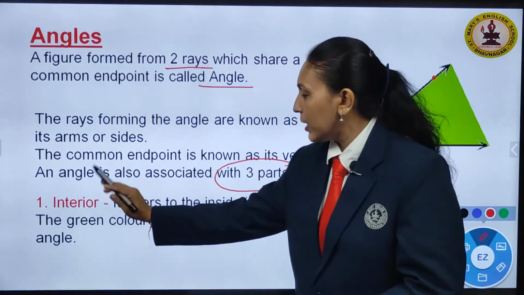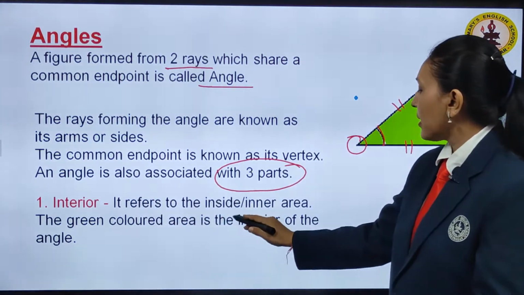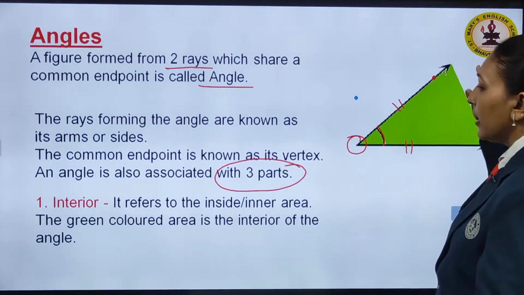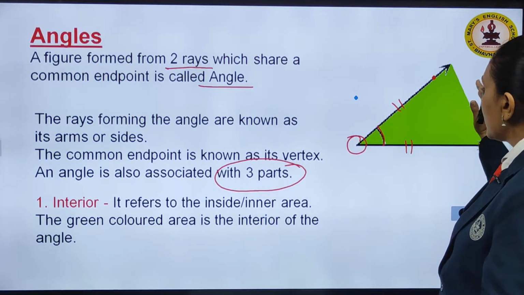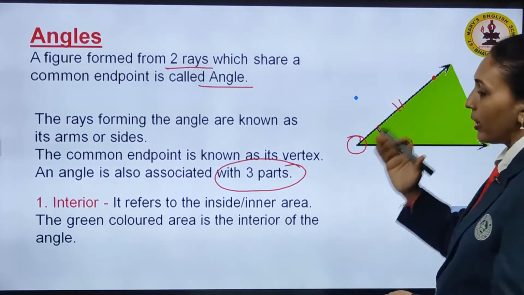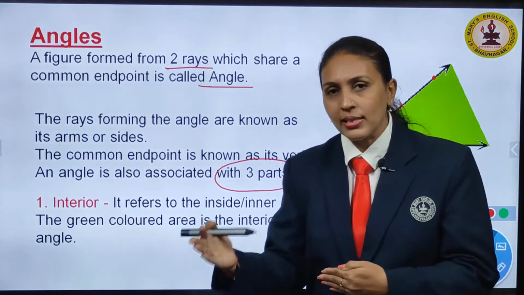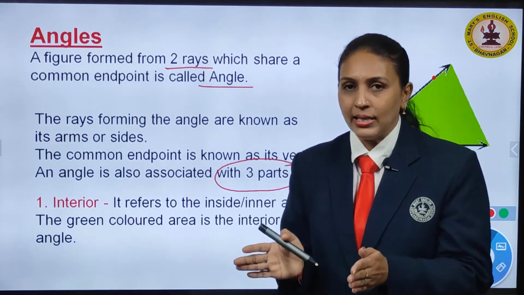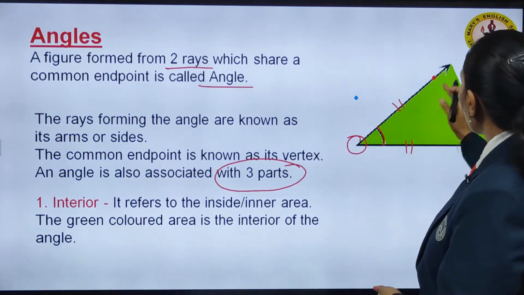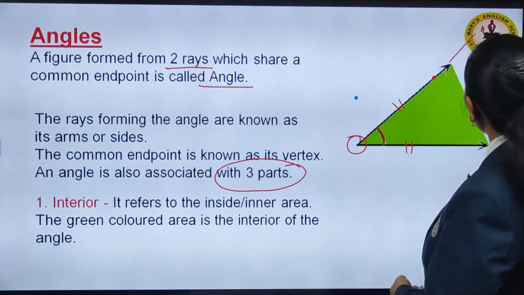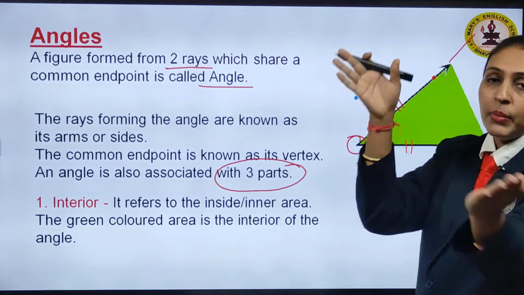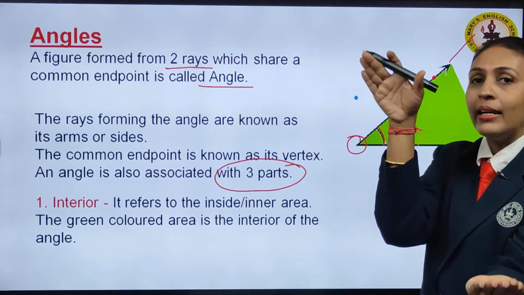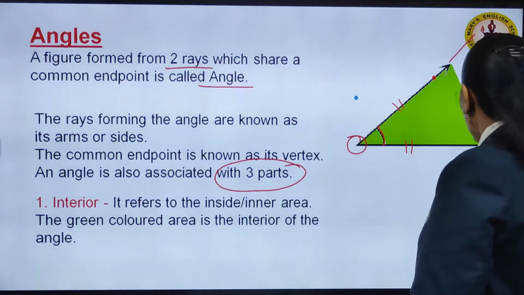Now let us learn what is interior first. It refers to the inside or the inner area. Now you can see this green shaded part, children. This is the interior of the given angle. So whatever comes inside, we call it the interior. You will have a few exercises based on that, what is in the interior, what is in the exterior. So for that you need to understand this, right? The green shaded portion will extend on both ways. All the part that goes between the two arms of the angle will be considered as the interior of that angle. Okay.